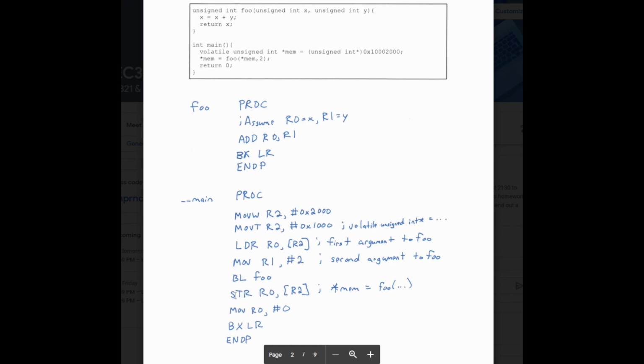So we jump to foo, and when we get back, we're assuming that the return value from foo is in R0. We're going to store that into mem because *mem equals the return value of foo is what that line of code says. And so we're going to store R0 into R2. Then we're going to move R0, 0, and BXLR, and that's the return 0 part. Again, we're assuming that the return value is in R0, so if we're returning 0, we have to have that in R0, and the BXLR is what does the return itself. Then we have our ENDP. So that's it for that one. It's really just, line by line, thinking of what this C code looks like in assembly language, and doing that one-to-one translation.